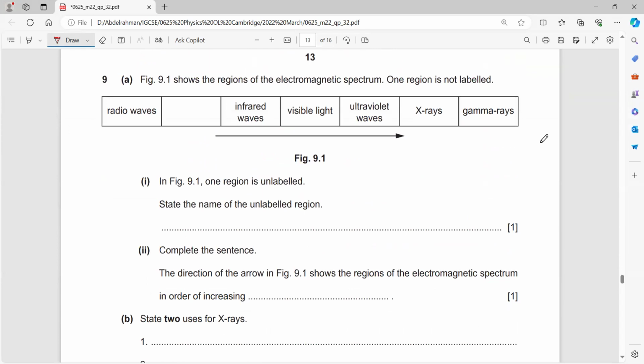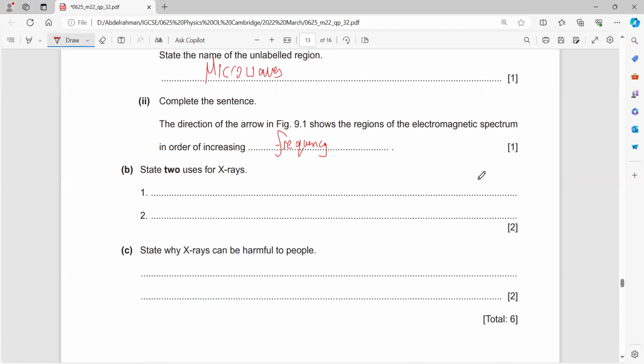An easier question. State the name of the unlabeled region. Microwaves. Direction of the arrow shows the region of electromagnetic spectrum in order of increasing what? Frequency. State 2 uses for X-rays. Checking for broken bones. What else? Security checks at the airport. Broken bones and security checks. Okay.